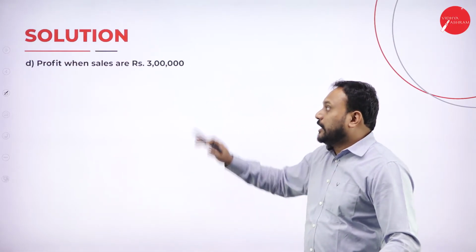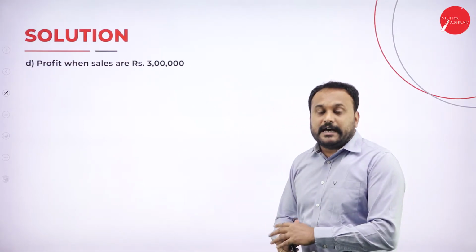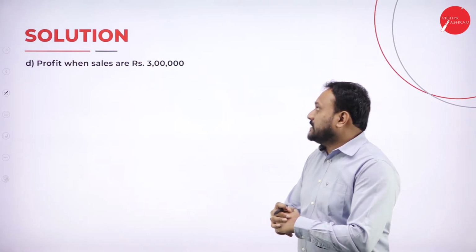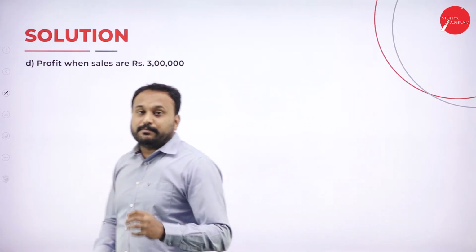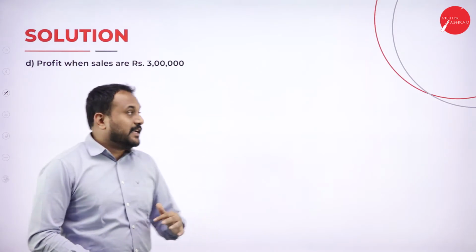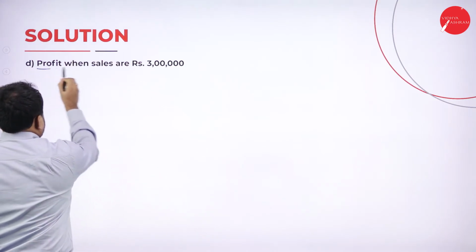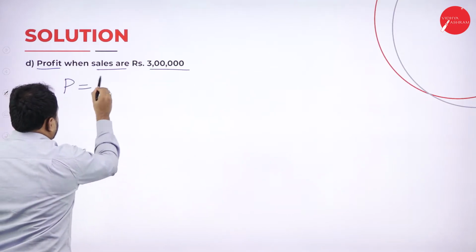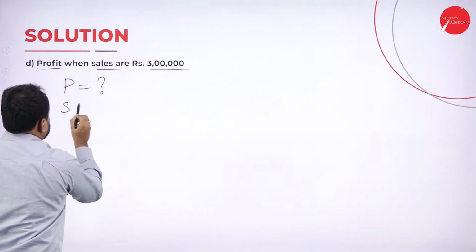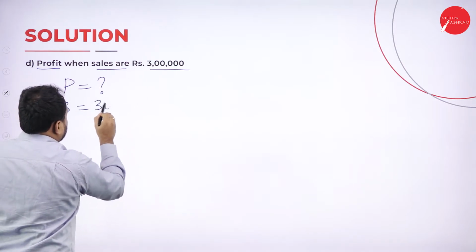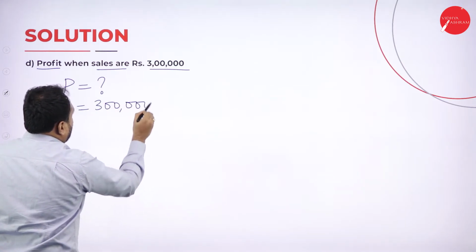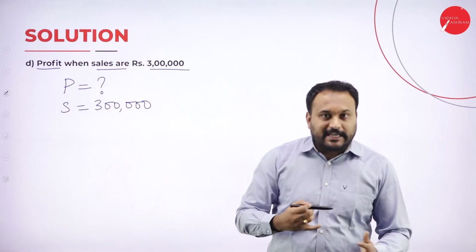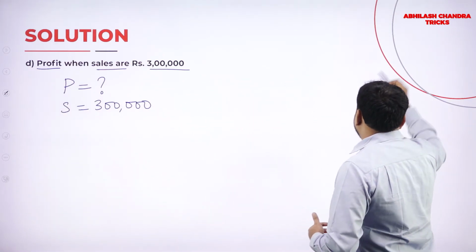The next question, the D question, is what they have asked me: profit when sales are 3 lakh. Profit when sales are 3 lakh. That means profit they don't know, you need to find, but sales is equal to 3 lakh. So what will be the profit if your sales are 3 lakh? Go with the same formula, that is our ACT.